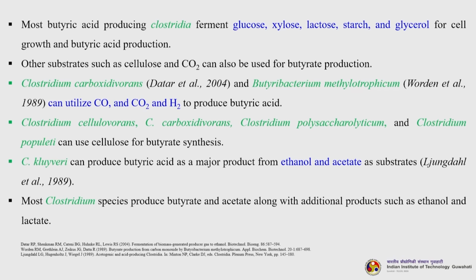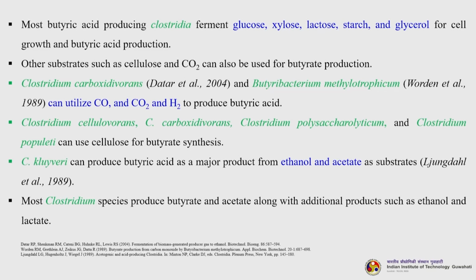Clostridium carboxydivorans and Butyribacterium methylotrophicum can utilize carbon monoxide, carbon dioxide and hydrogen to produce butyric acid. Clostridium cellulovorans, Clostridium carboxydivorans, Clostridium polysaccharolyticum and Clostridium populeti can use cellulose for butyrate synthesis. Similarly, Clostridium kluyveri can produce butyric acid as a major product from ethanol and acetate as substrates.